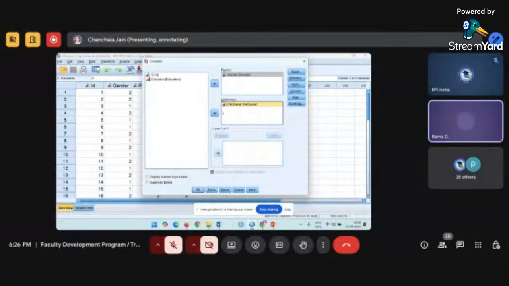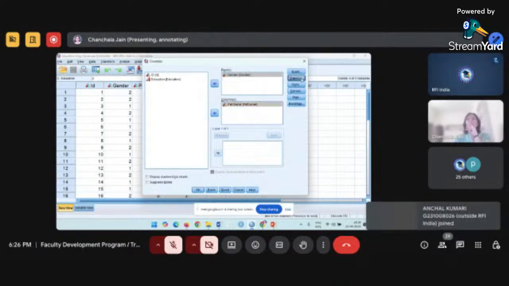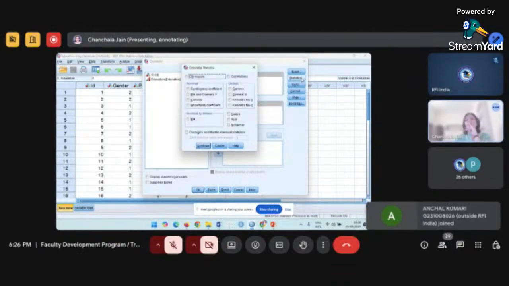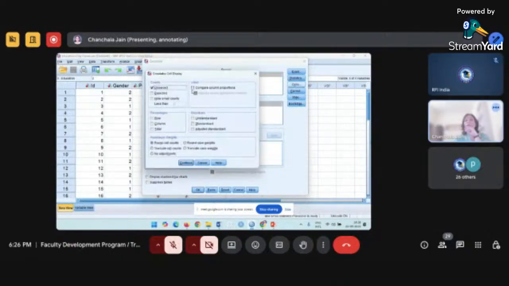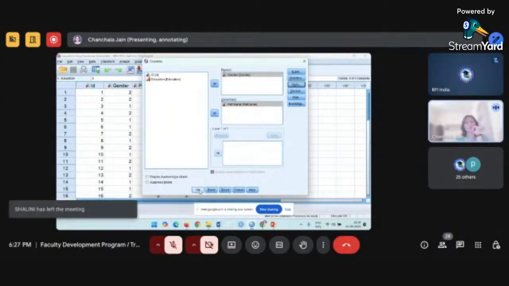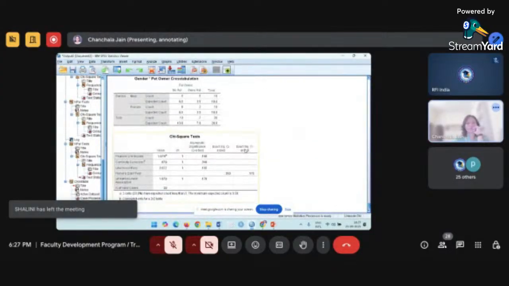Now you need to click on Statistics. Here select the chi-square, extreme left upper side. Click on Continue. Click on Cells and select the expected as well. Only the observed checkbox is selected. Select the expected checkbox also. And then click on Continue. Fine. I think it is enough to get the output. Click on OK. Done?